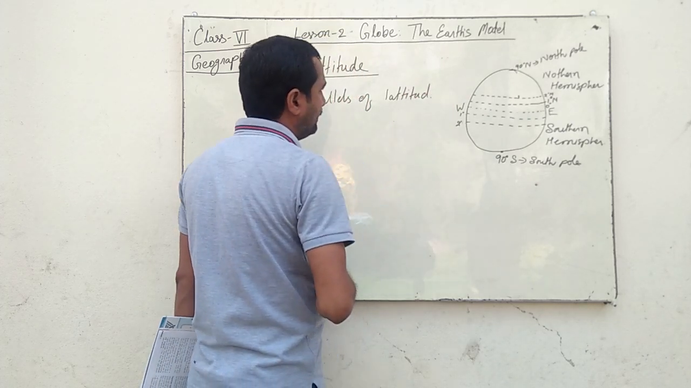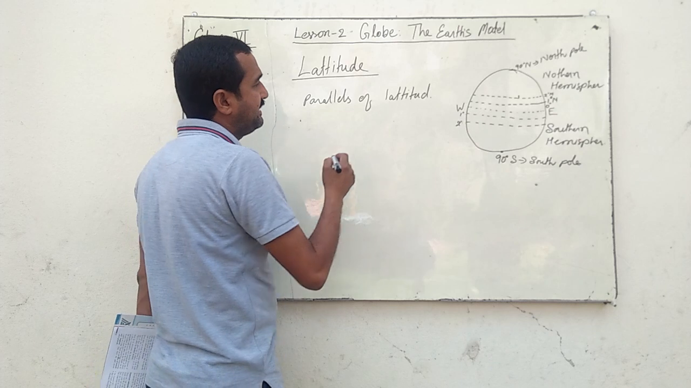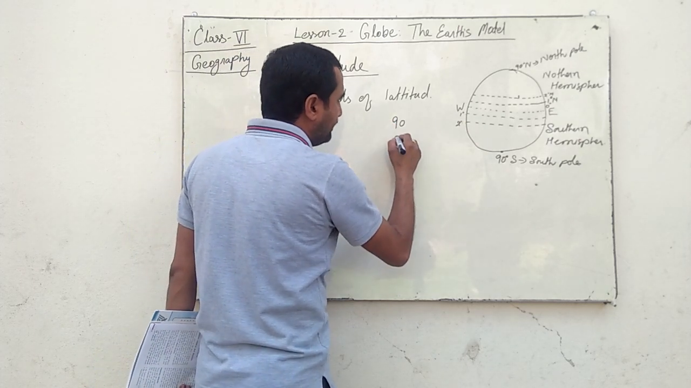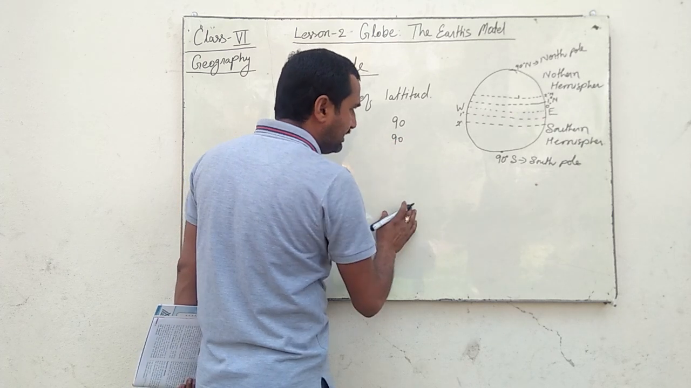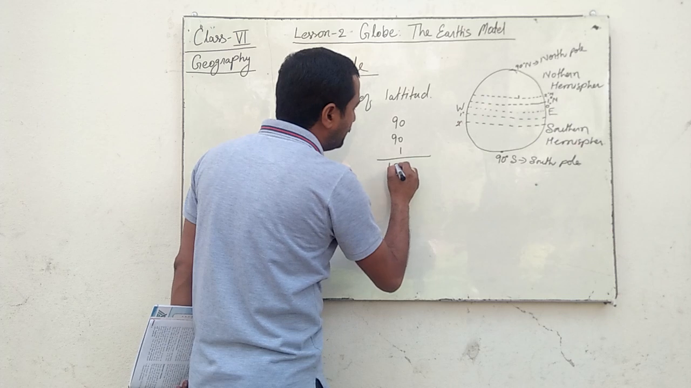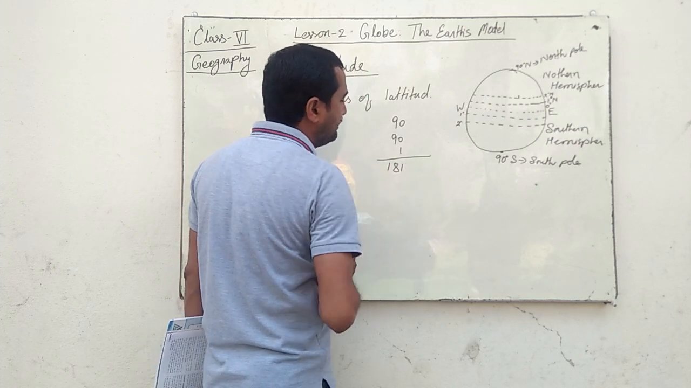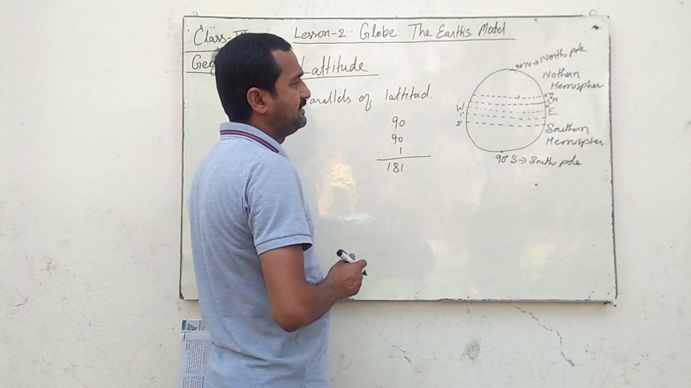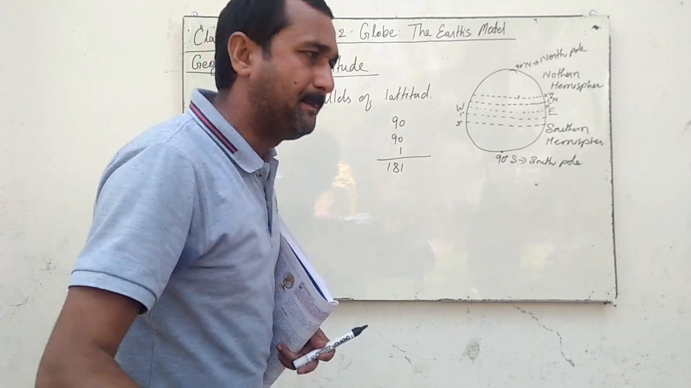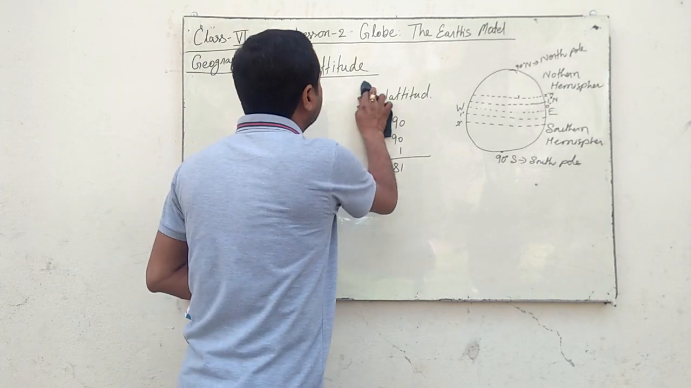Parallels of latitude. So how many latitudes are there? 90 in the northern hemisphere, 90 in the southern hemisphere, and 1 is the equator. That is 181 parallels of latitude we have. I hope parallels of latitude is clear.